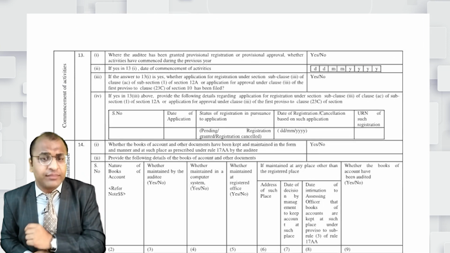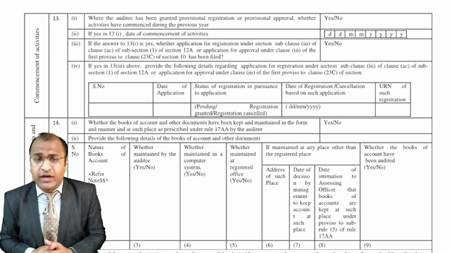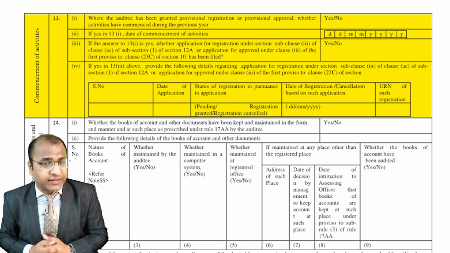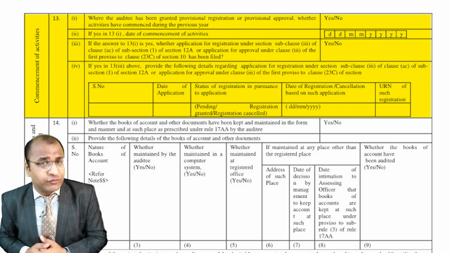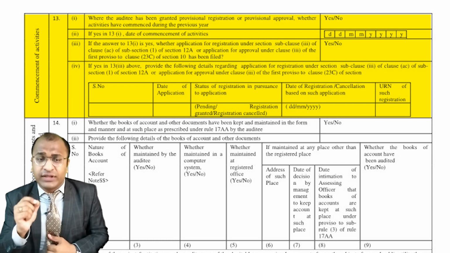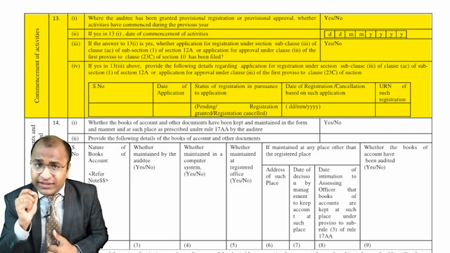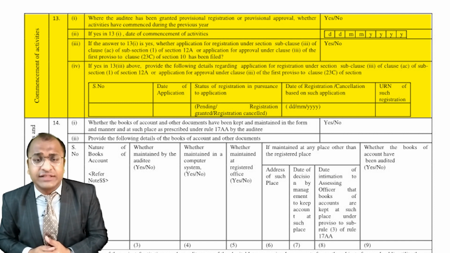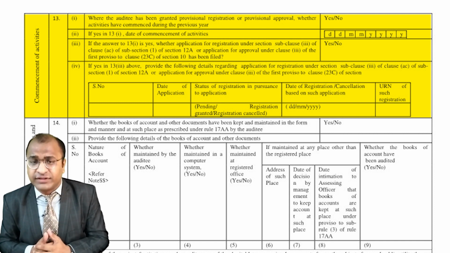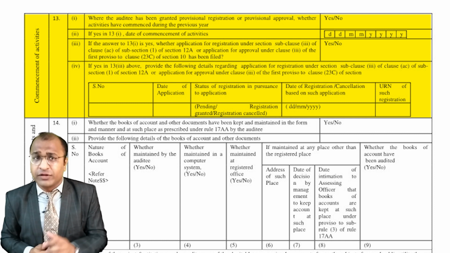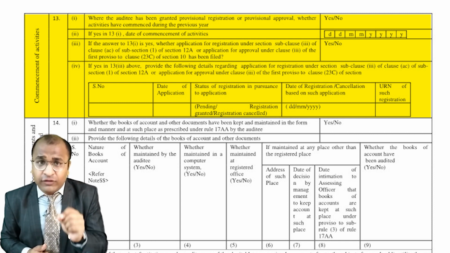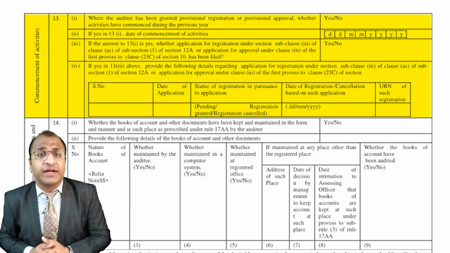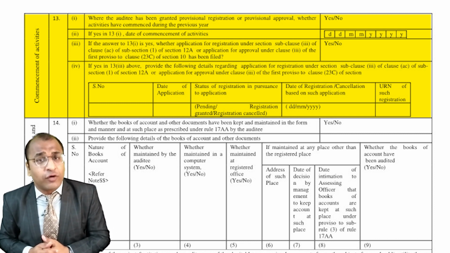Next reporting requirement is for those organizations which are provisionally registered as per the new provisions laid down in the Act. Such organizations have to fill in the details of their provisional registration and the date of commencement of activities along with the details of the application for final registration if made. So even the details of the provisional and final application have to be certified by the auditor via form number 10B.